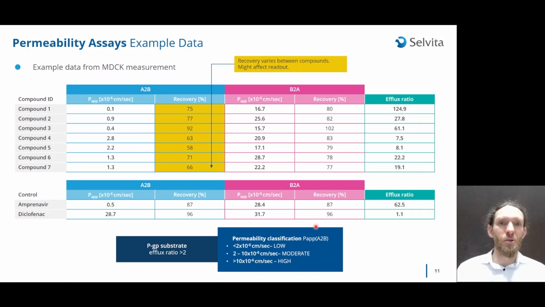On every report, we'll also have a classification. So here below 2, compounds are classified as low permeable, compounds with permeability between 2 and 10 as moderate, and above 10 as highly permeable. Also, there will be a remark that a compound with an efflux ratio above 2 is a PGP substrate.